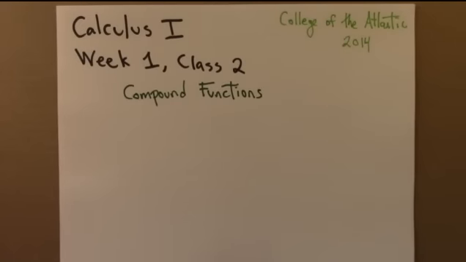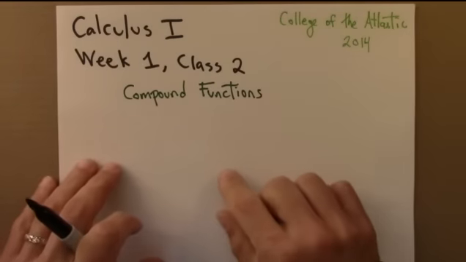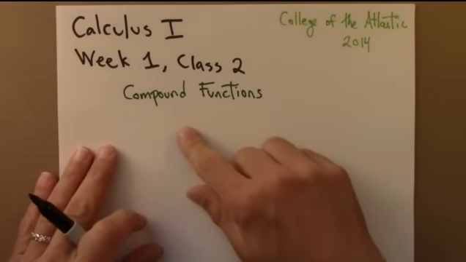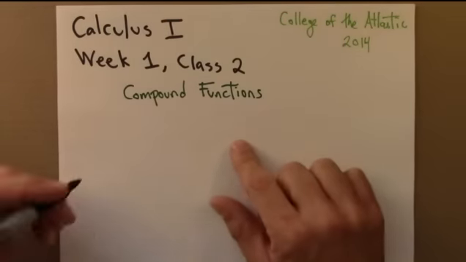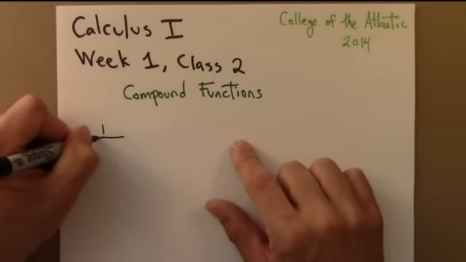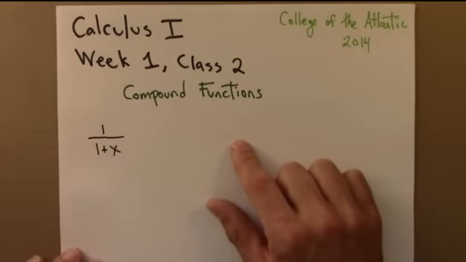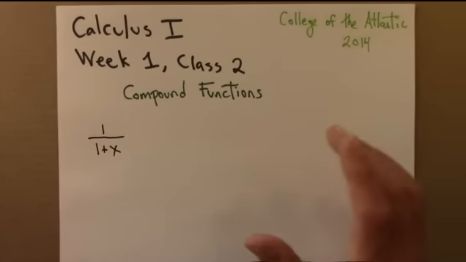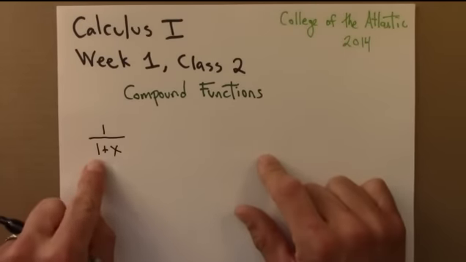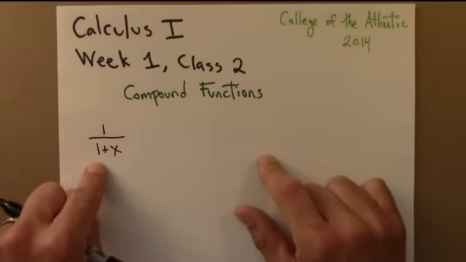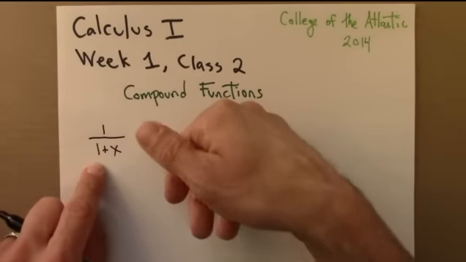So in order to get ready for next class, I want to say just a little bit about compound functions. And I did an example with this in class, although I didn't use that phrase, when we were talking about inverse functions. And I mentioned that this function, 1 over 1 plus x, we could view as two functions put together. First, you take x and you add 1 to it, and then you turn the whole thing upside down.